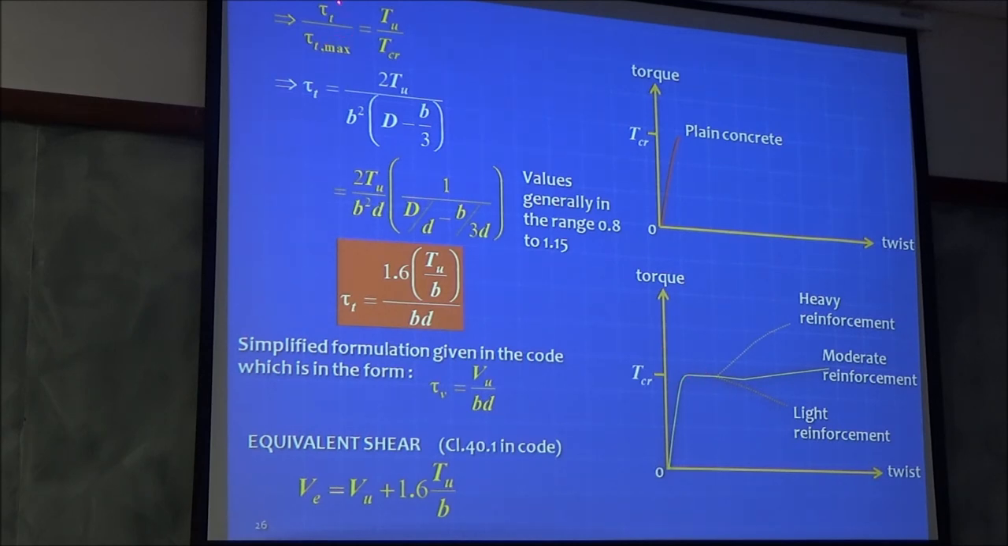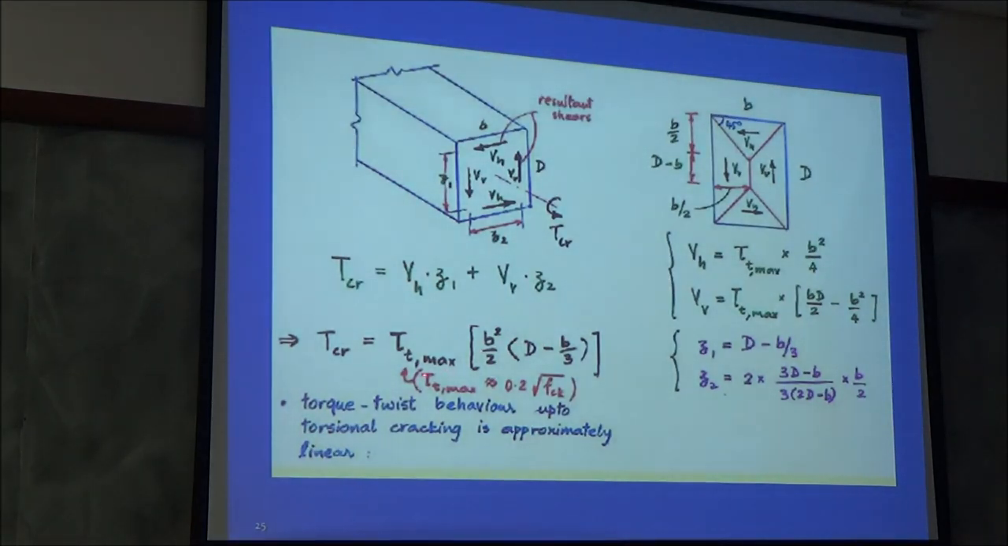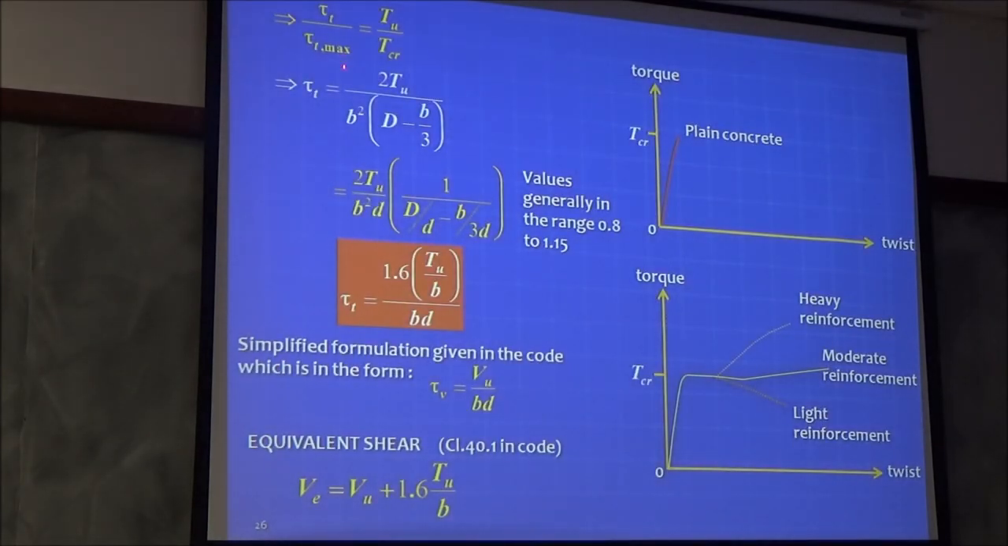So, tau T by tau T max is TU by TCR. TU is any twisting moment. TCR is that cracking moment corresponding to tau T max. So this is assumed to vary linearly, so that's the basis for this assumption. Now we've already generated a formula, the code gives you a formula for TCR. If you plug in that formula and make appropriate substitutions, you get this term, typically for beams with rectangular sections. This value ranges from 0.8 to 1.15. So the code simplifies the whole thing and gives you a formula in the code.